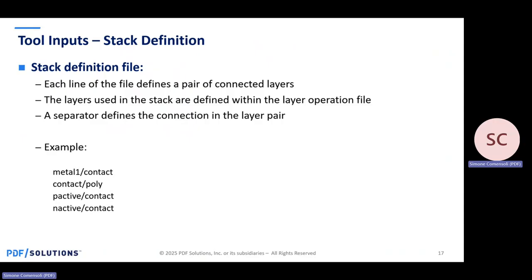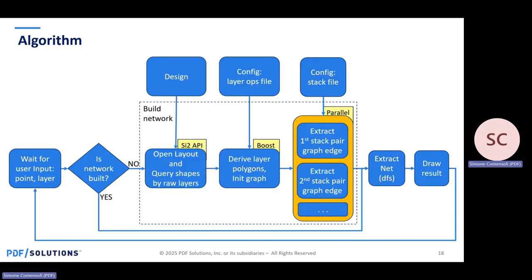We have one layer, a separator, then another layer, as you see. So we connect metal 1 to contact to poly, etc. This clear structure lets the designer define the full vertical connectivity stack.